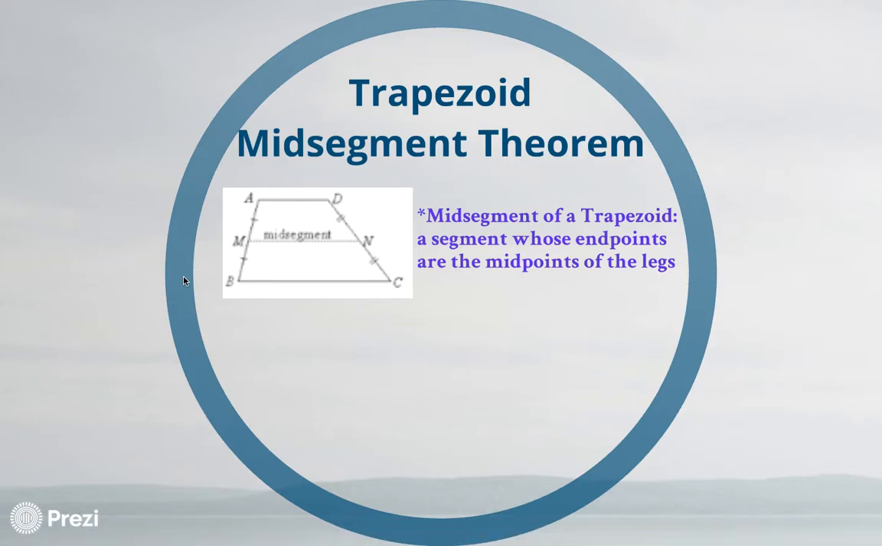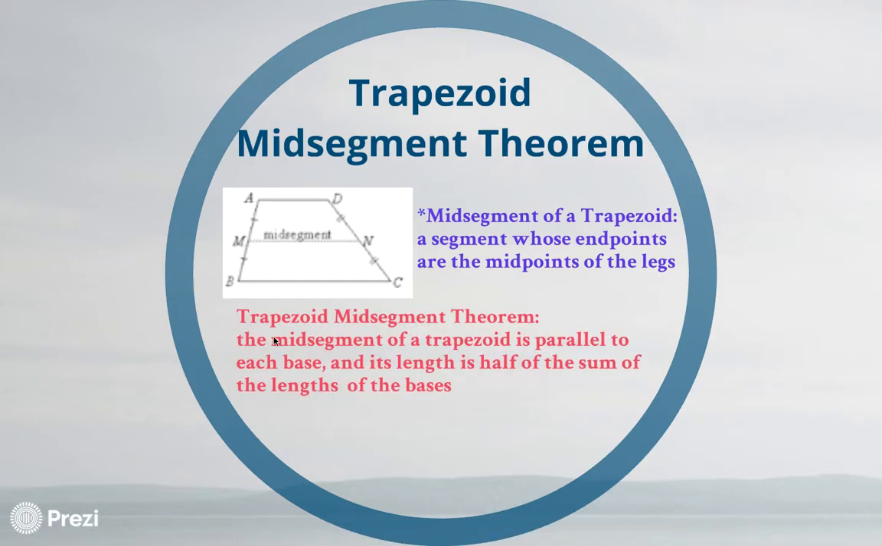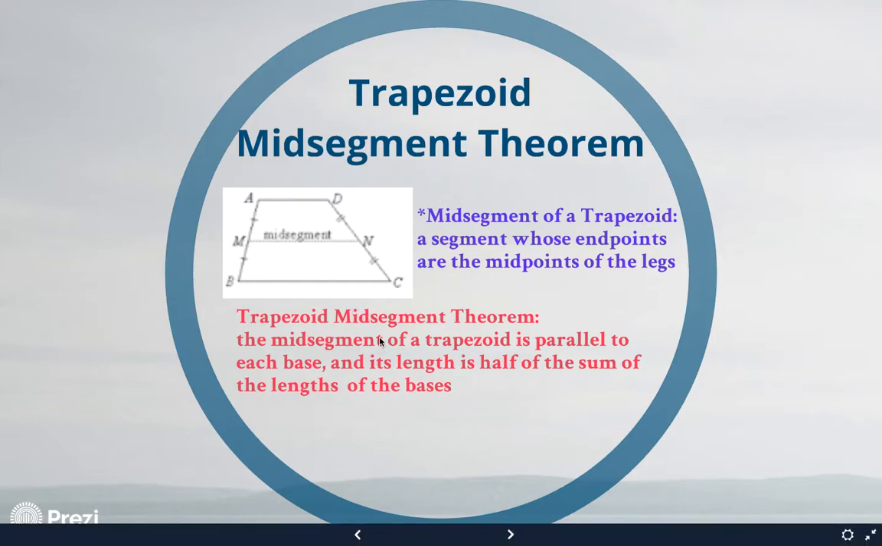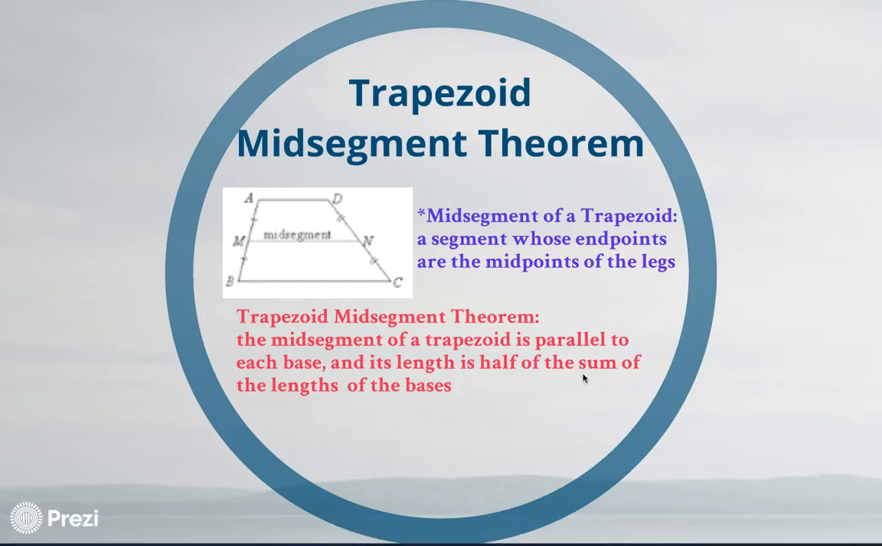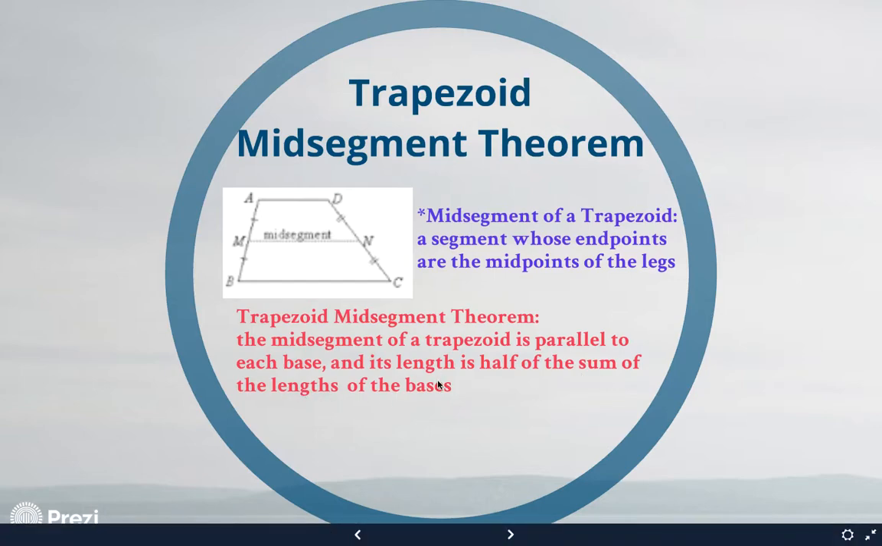And there are some special properties that go along with this midsegment. So the trapezoid midsegment theorem states the midsegment of a trapezoid is parallel to each base. So this segment is parallel to this base, and the midsegment is also parallel to the bottom base. Alright, and also its length is half of the sum of the lengths of the bases. So what does sum mean? Okay, sum means to add something together. So the sum of the lengths of the bases. So if you add the two bases together and take half of it, you will get the length of the midsegment.